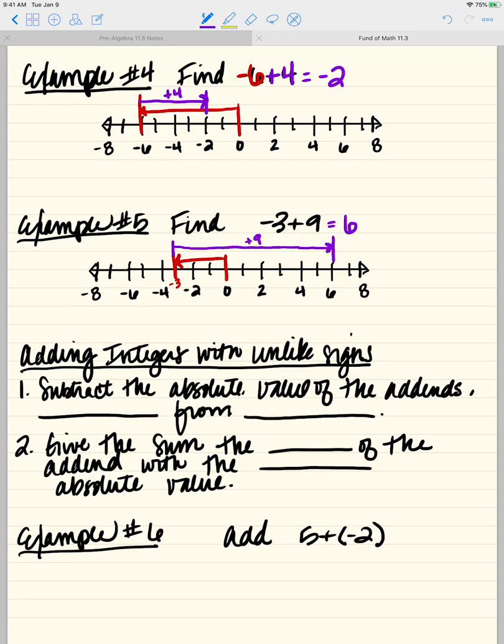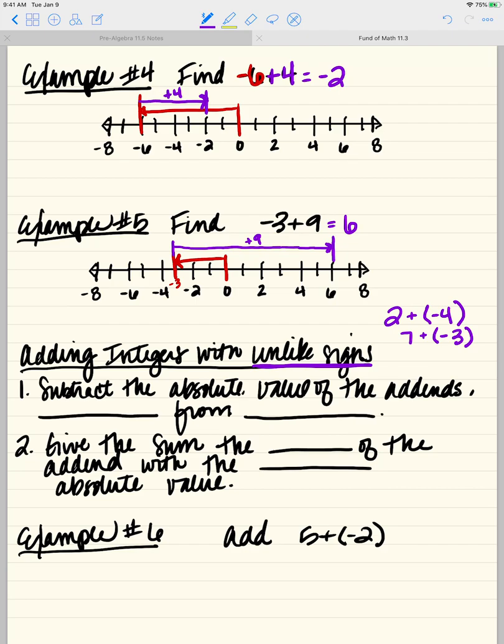Now, every time you have to add positive and negative integers, you do not want to have to get out a counting mat or draw a number line. So let's talk about some rules for when we add integers with unlike signs. That means we are adding something like 2 plus -4 or 7 plus -3. Unlike signs. Okay? Here's our rules, and then we'll talk about how they all work out.